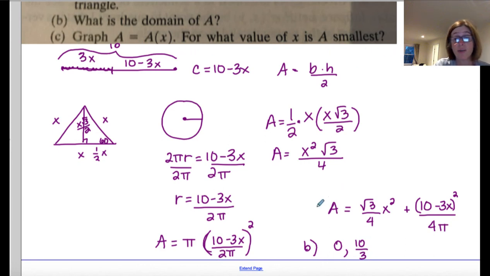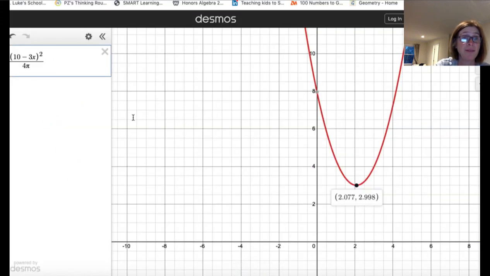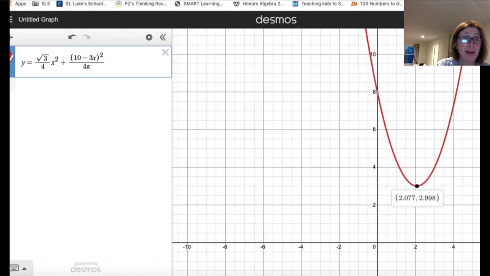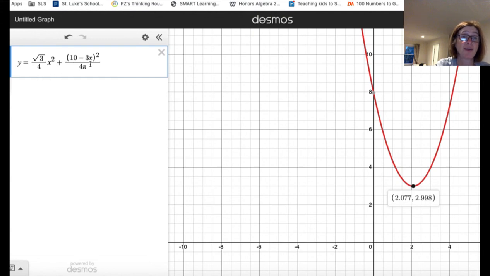And then the last question says graph A of x, and for what value of x is A the smallest? Well, it's really yucky, Ella, but if I go to Desmos and graph it, which I've already done for you, you can see it. I plugged in the area function, and I knew it was somewhat quadratic, right? It asked for what value of x is A the smallest, so that would be the vertex. That would be the smallest area. So at 2.077, that x value, I will have the smallest area because area is the y-axis.